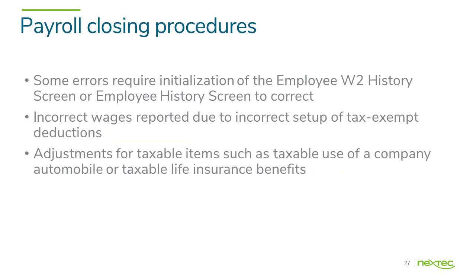Some errors require initialization. If you're not familiar with initialization, as I mentioned before, all of the screens must be closed. You turn on the initialize mode, and then you can go into the employee W-2 history screen and make any corrections that you need to. Typically, it's due to incorrect setup of tax-exempt deductions and adjustments for taxable items, such as taxable use of a company automobile, taxable life insurance benefits, and so on.